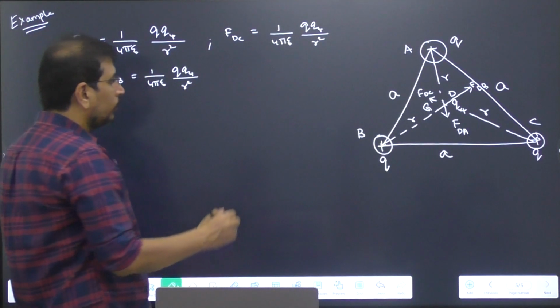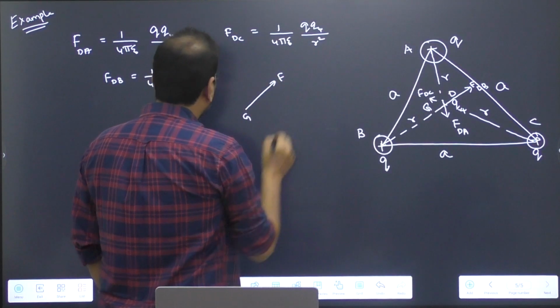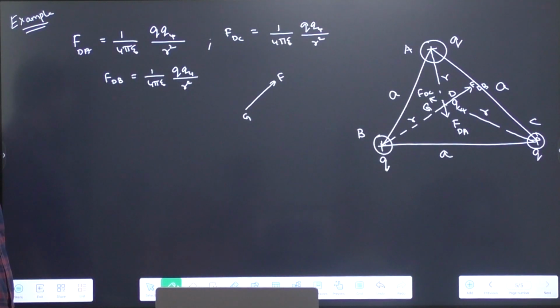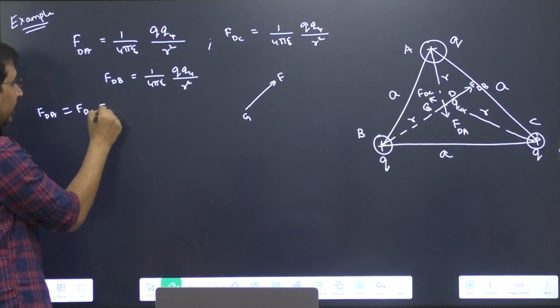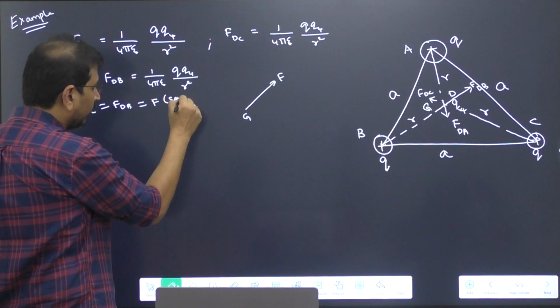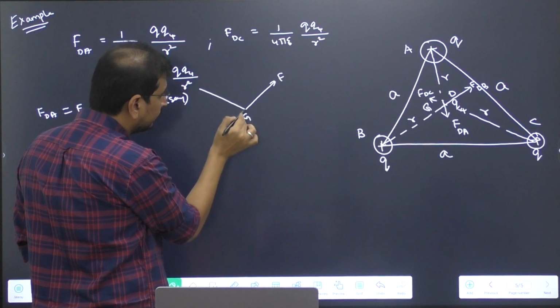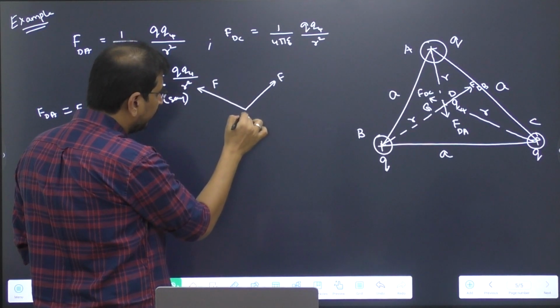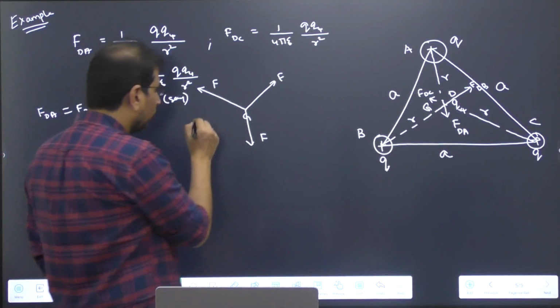Alright. So if I observe the magnitude of all these three, can I say in terms of magnitude they are the same? Same expression everywhere. So can I say F_DA is equal to F_DC is equal to F_DB? If I call it F, this force will be here, this force will be here, and this will also be F.